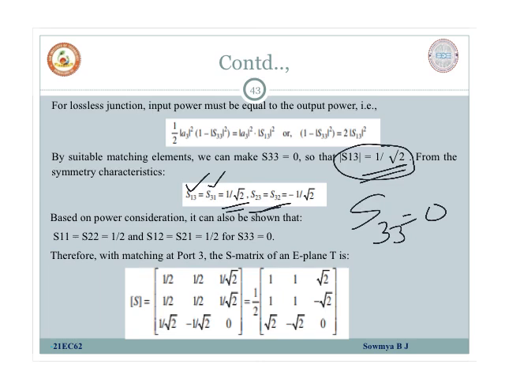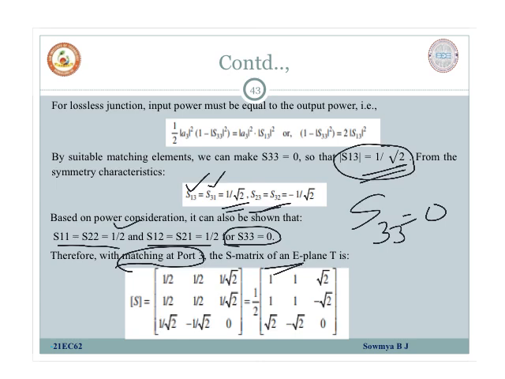Now, based on the power consideration, we can show that S11 is equal to S22 is equal to 1 by 2. As well, we can prove that S12 is equal to S21 is equal to 1 by 2. This we have already discussed. This is for the condition S33 is equal to 0. Therefore, when there is a perfect matching at port 3, using all this analysis whatever we have done with respect to the properties, we can now find out the S matrix of this E-plane T.